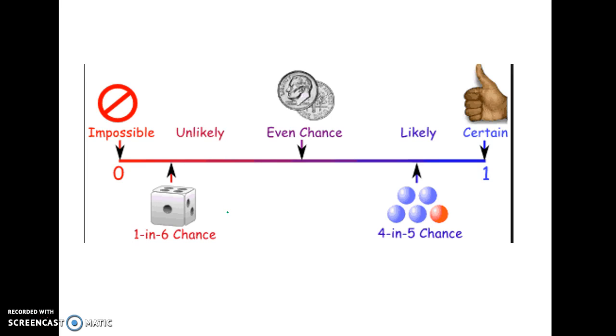So for example, if I was going to roll a die and ask, what's the probability that I'm going to land on a number less than 7? Well, that's 100% because all of the numbers on a die are less than 7. But if I said, what's the probability I'm going to roll a die and get a 9? Then the answer is 0 because none of them are 9. So all of our probability answers should be between 0 and 1, and they're either going to be a fraction or a decimal.